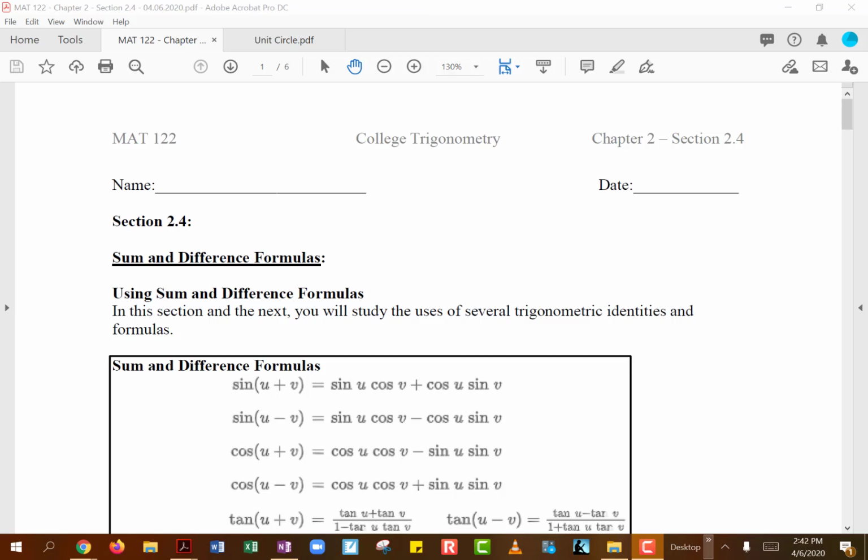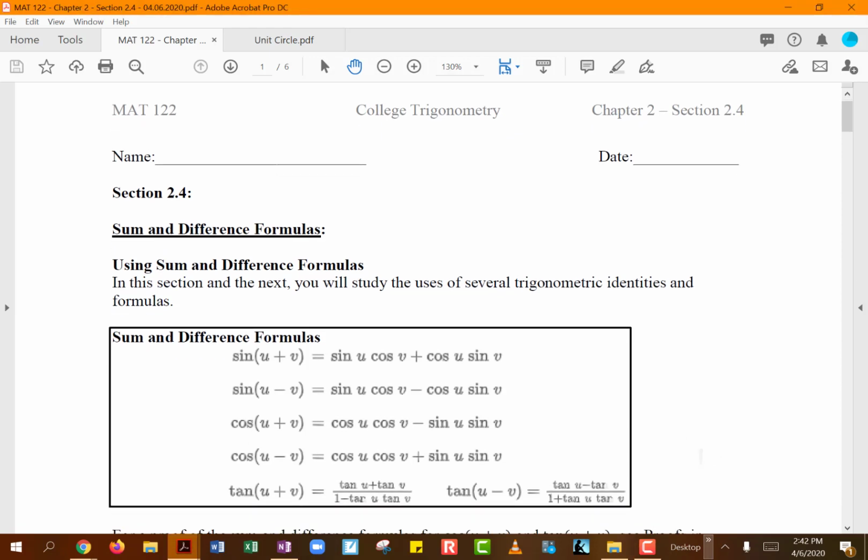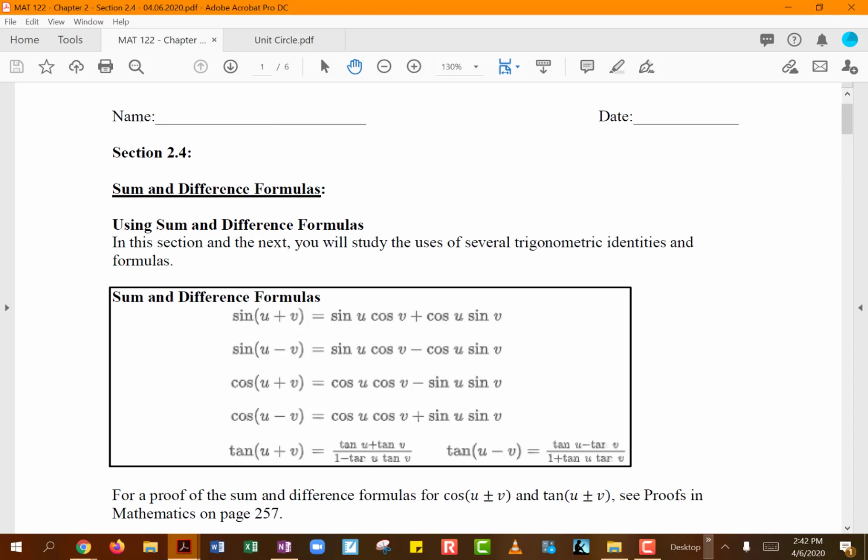Hey guys, so today we are looking at section 2.4. As you can see, we're getting into the sum and difference formulas in this section. You have all the different formulas listed over here. So let's start with the first one.